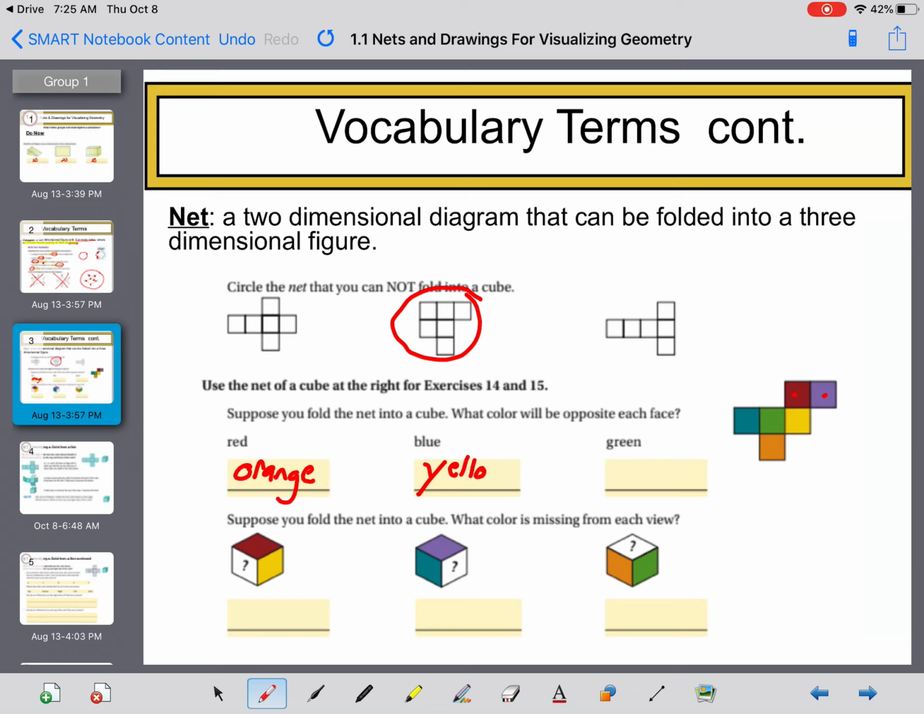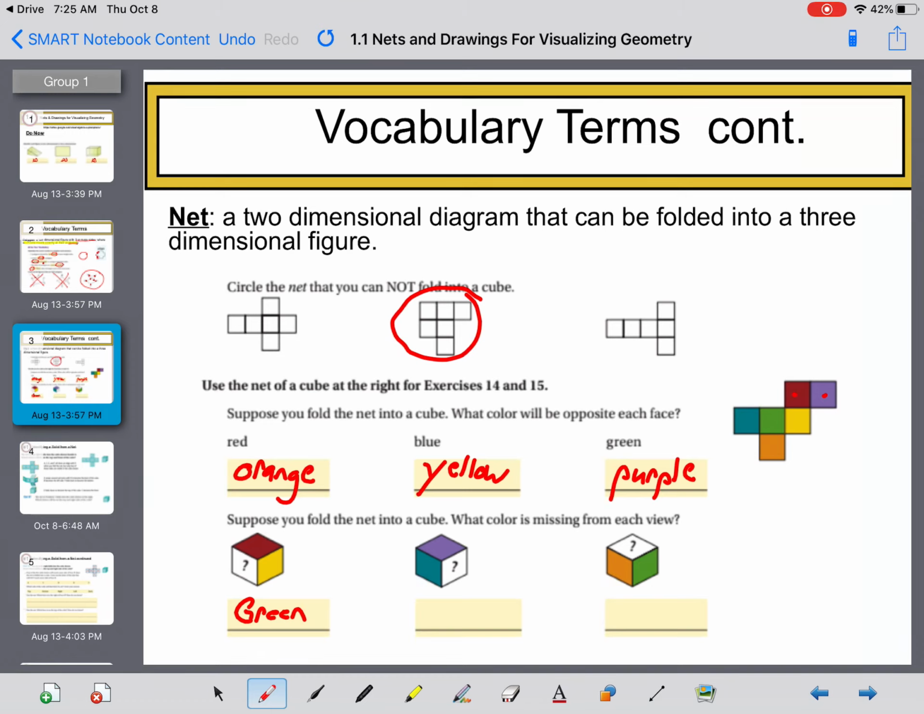Blue is going to be opposite yellow, and green is going to be opposite purple. So suppose you fold the net into a cube, what color is missing from each view? All right, well, if you fold the red down and the yellow over, you would have a green face in the front.